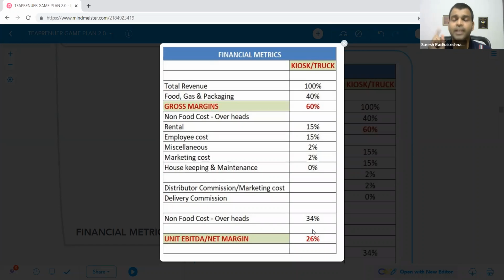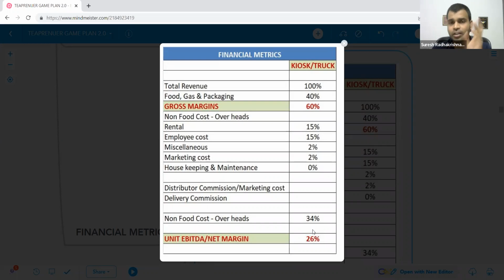Okay, so let me explain. If you're looking to make a sale of 3 lakh, the cost of ingredients, gas, packaging should not be more than 40%. That is 1.2 lakhs. Rental 15% should not be more than 45,000. Employee cost 15% should not be more than 45,000. Let's say if you're on a tier 2, tier 3, you might get people at 6,000 rupees. You can pay people 6,000, 8,000 rupees. That's good enough for a tier 3 place, right? And miscellaneous, marketing cost, all put together, you should be able to make 26%.